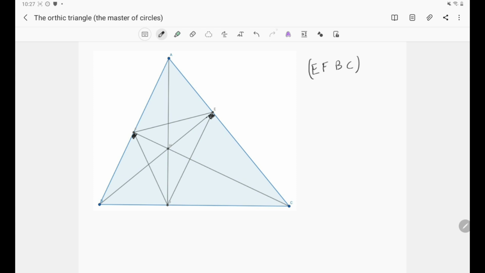So that means that the fourth cyclic quadrilateral is EFBC. And of course, we have the fifth and the sixth one just the same way. So the fifth one is actually DFAC, this one here. And the last one, or the sixth one, is actually DEAB. So this one right here. So this is, in short, the six circles that are hidden within the orthic triangle.